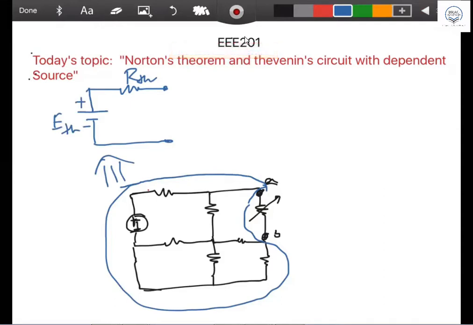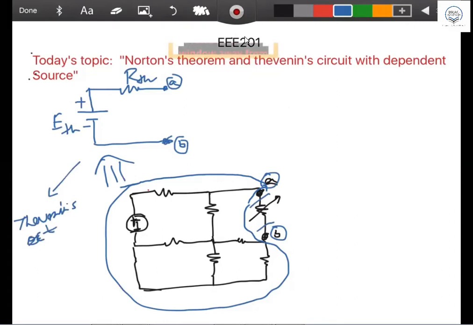And this is your point A and this is point B. This is a two-port network and B terminal. After cutting the resistance from here, taking out, you are getting the equivalent circuit, which is Thevenin equivalent. That's what last class we have seen, the Thevenin circuit. And we have solved a couple of problems also. Hey, can you remember? Yes, sir. Good.